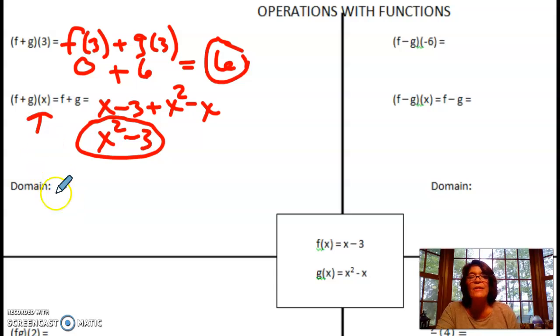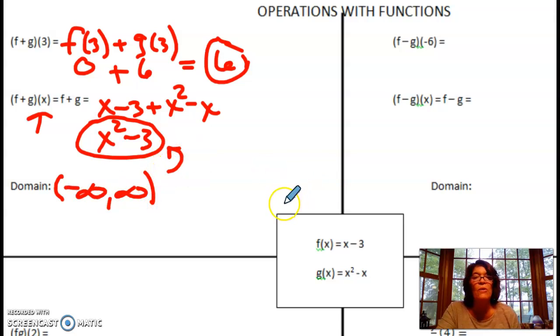The domain is always the intersection of f's domain and g's domain, okay? So the domain of f plus g is what do the domain of f and g have in common? But since they're both all reals, you can see that the domain of this would be all reals, right? It's just a quadratic. Okay, so we're not going to get into domain a whole lot right now because, as I said, they're just all reals.